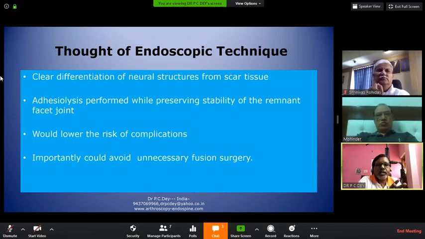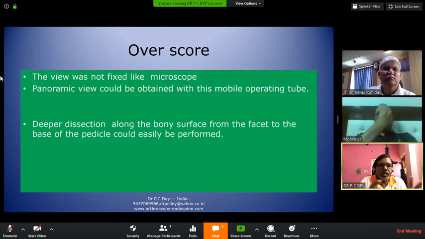So now thought of the endoscopic technique. Clear differentiation of the neural structure from the scar tissue. Adhesiolysis performed while preserving the stability of the remnant facet joint would lower the risk of complication and, importantly, could avoid the unnecessary fusion surgery. Visualization is so good. You can differentiate the fibrous tissue from the bone, and you can make a cleavage between the fibrous tissue and the bone and go inside.